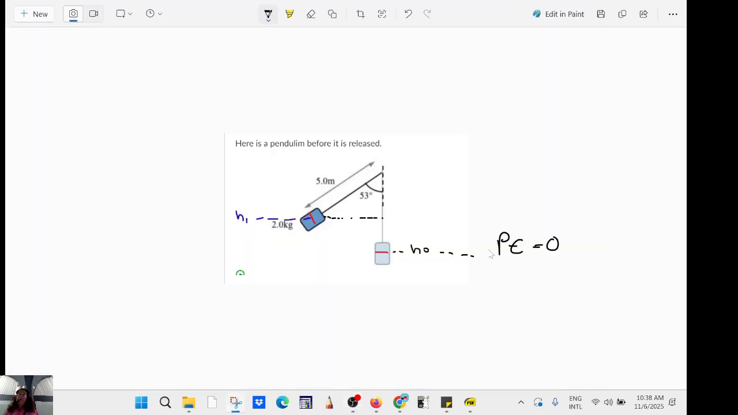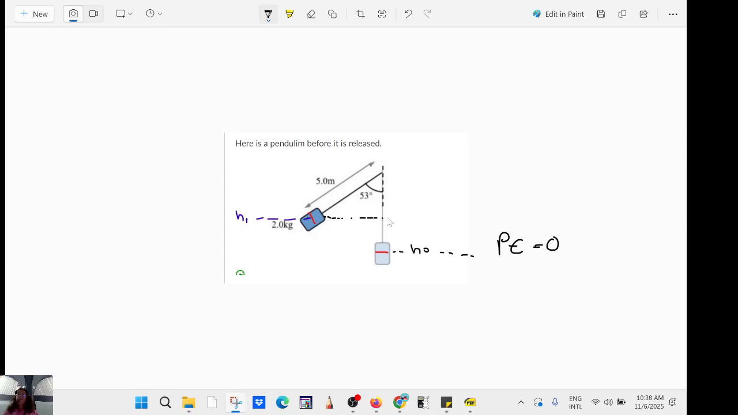Okay, so the length here is 5 meters. And now the pendulum is here, and then you're going to let it go swing. So it goes from potential energy to kinetic to potential to kinetic to potential, and so forth and so on.